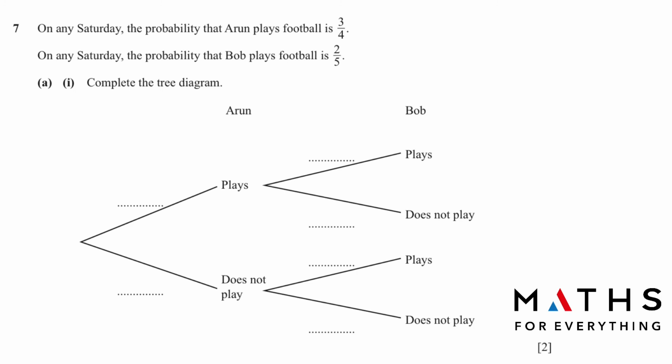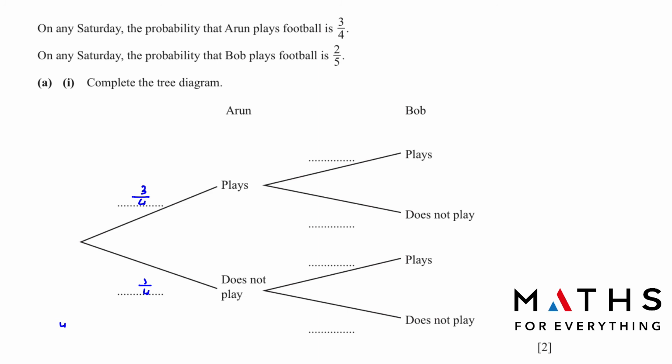Question number 7 is a probability question. On any Saturday, the probability that Arun plays football is 3 over 4. So this is Arun, he plays football, is 3 over 4. Let's write it down. Does not play is not given to us. To find does not play, we minus from 1 plays. 1 minus 3 over 4 is going to be 1 over 4.